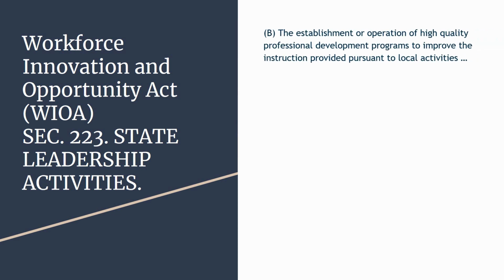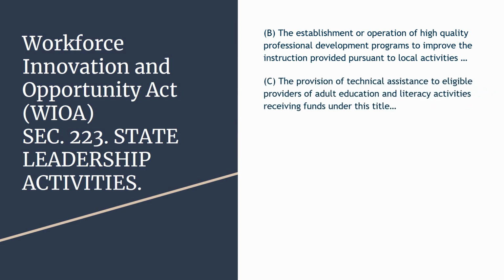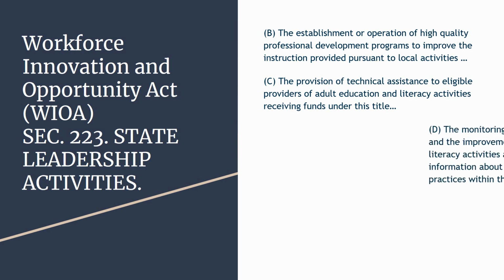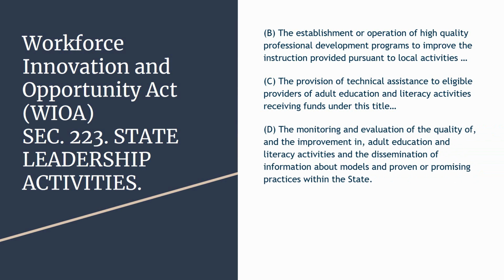First, WIOA requires the establishment or operation of high-quality professional development programs to improve the instruction. Secondly, it requires the provision of technical assistance to eligible providers of adult education and literacy activities. And thirdly, it requires the monitoring and evaluation of the quality of and the improvement in adult education and literacy activities, as well as the dissemination of information about models and proven or promising practices within the state.